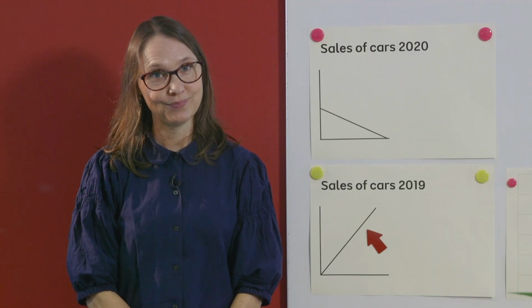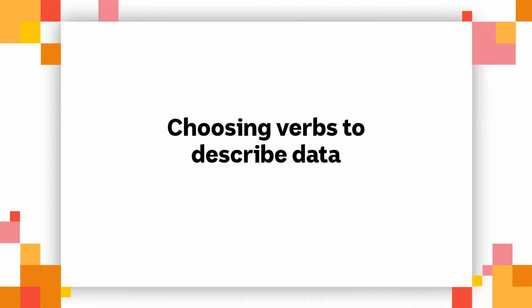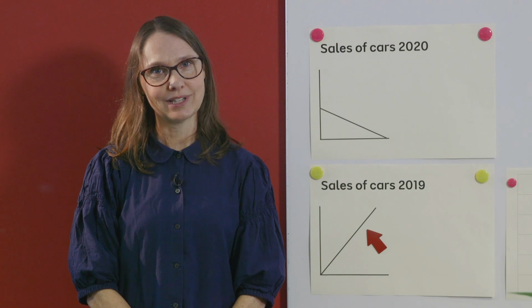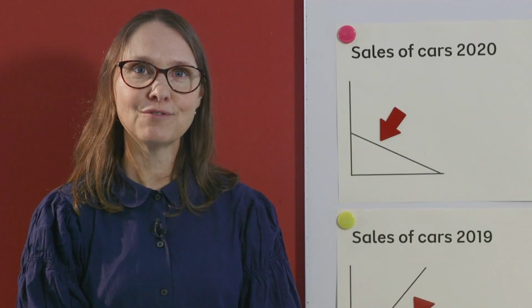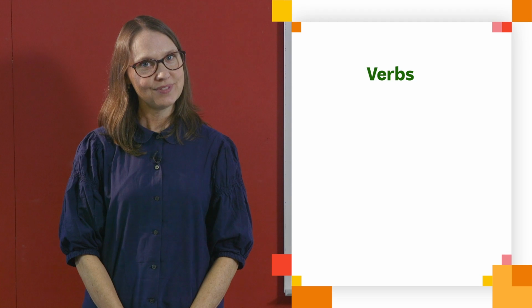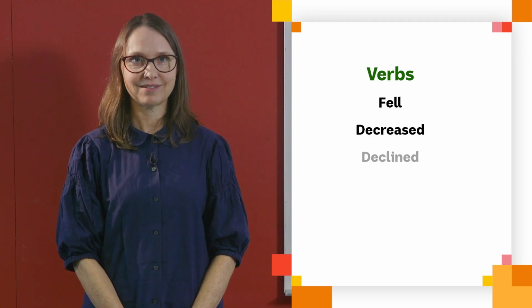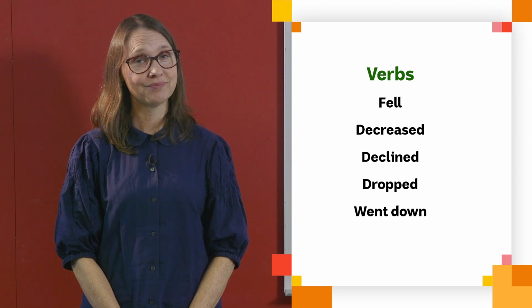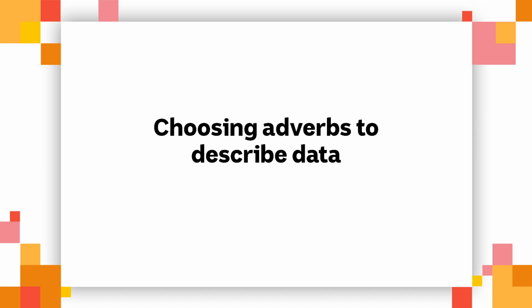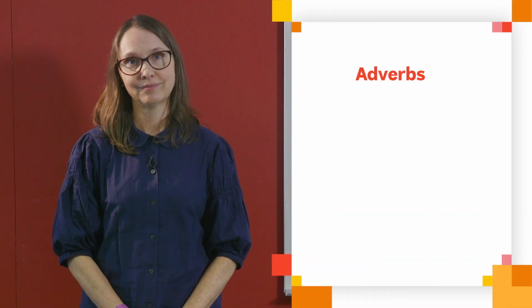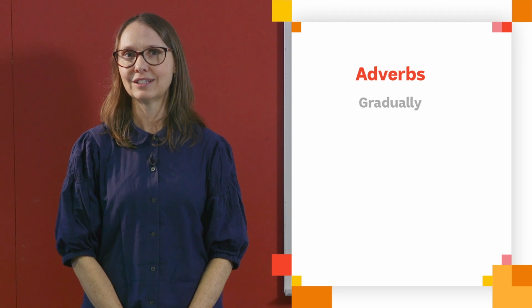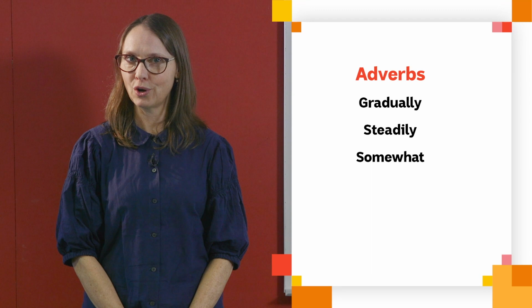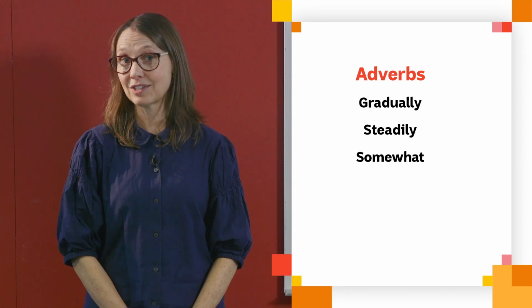Okay, so now it's your turn. You might want to use a pen and paper. Let's look at what happened to the sales of cars in 2020. How many verbs can you think of to describe what happened to the sales of cars in 2020? I've got 5 here. They are fell, decreased, declined, dropped, and went down. How many did you think of? Okay, now, can you think of some adverbs to describe this fall? Here's what I thought of. Gradually, steadily, and somewhat. What about you? Maybe you have some others.